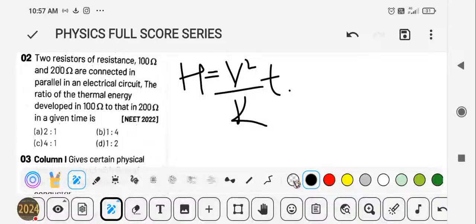They are connected in parallel. Those 100 and 200 are connected in parallel. How to find the RP value? RP is equal to 100 into 200 by 100 plus 200, so 20,000 by 300.